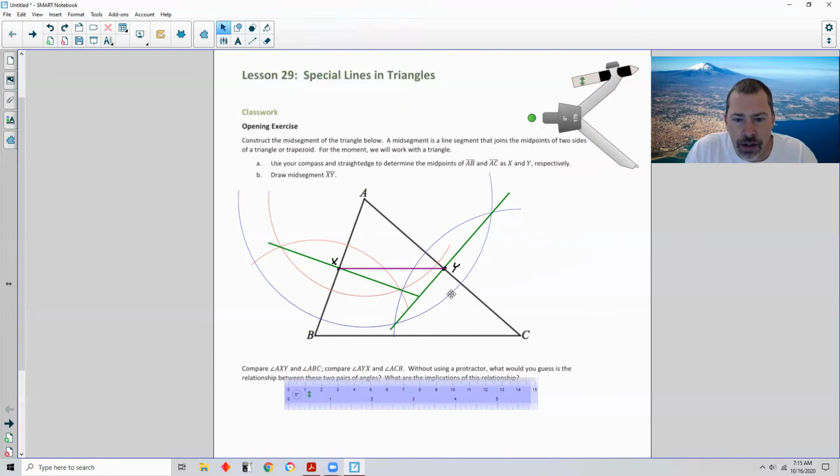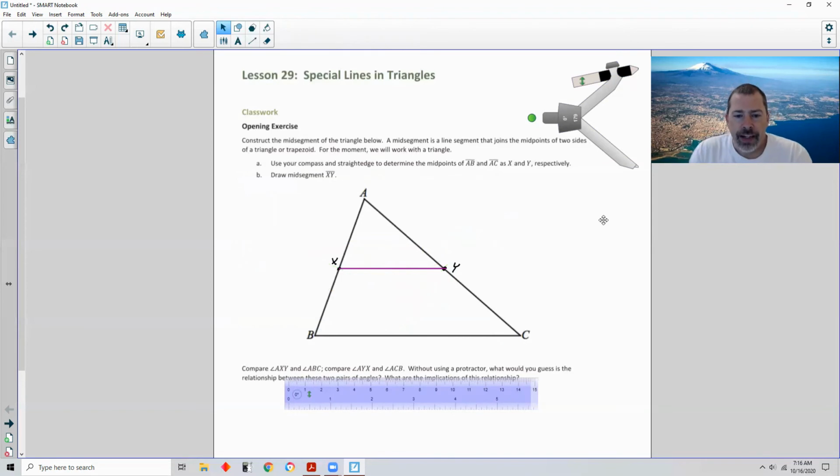Now if I erase all of this construction stuff, clean up my construction site. Okay, and there is mid-segment XY. It is the midpoint of AB and the midpoint of AC. XY's endpoints are the midpoints of those two sides.